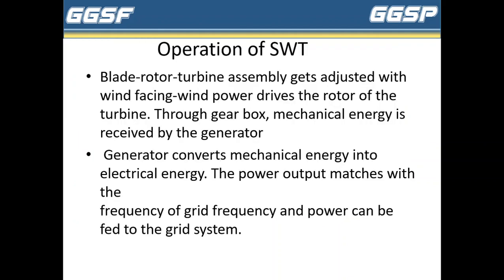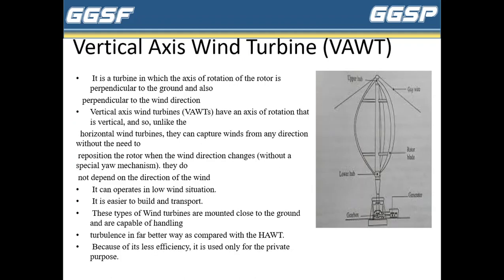This is the operation of small wind turbine. The blade rotor turbine assembly gets adjusted with the wind facing. Wind power drives the rotor of the turbine through the gearbox. Mechanical energy is received by the generator. This generator converts mechanical energy into electrical energy. The power output matches the grid frequency, and power can be fed to the grid system.